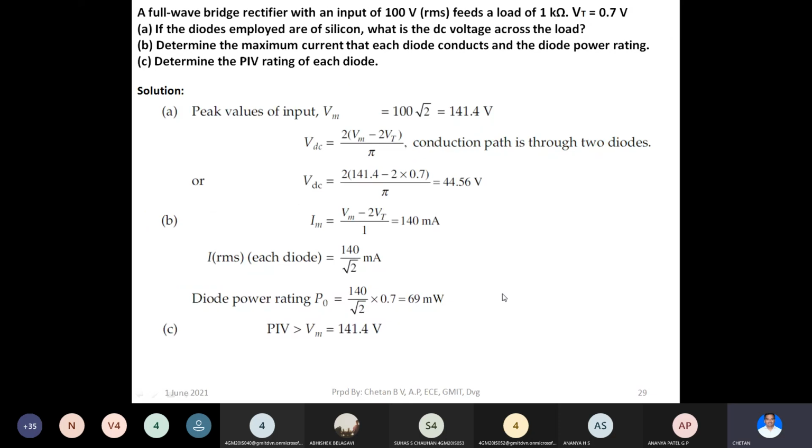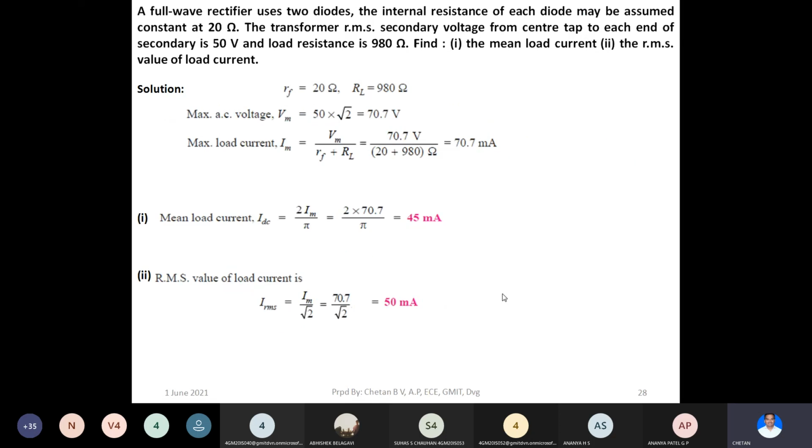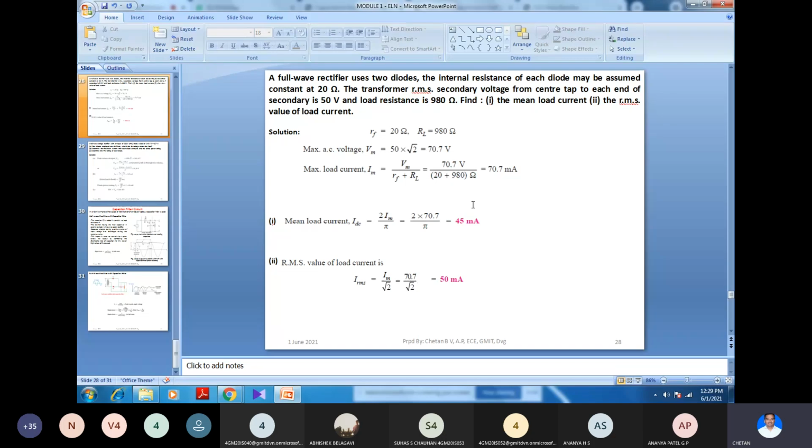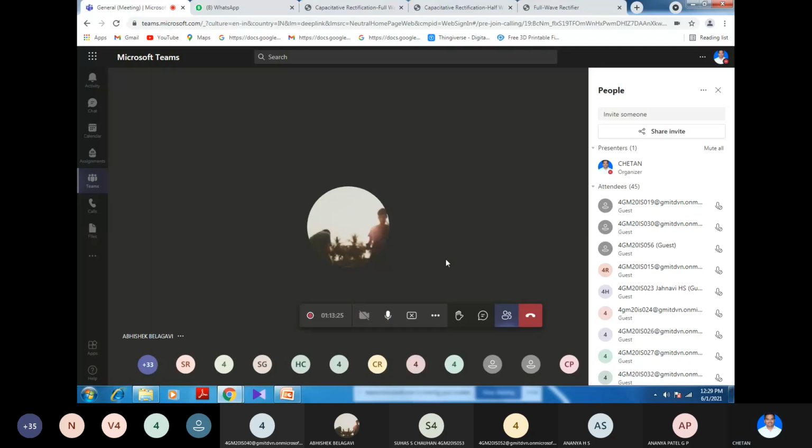So there is one more problem. We shall discuss this in the next class, and also we shall discuss improving the output of rectification by applying a filter which is called a capacitor filter. And how does a half wave rectifier with the capacitor filter behave, and how does a full wave rectifier with a capacitor filter behave. All these things we shall see in the next class.